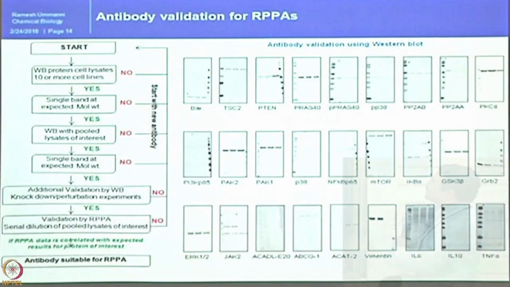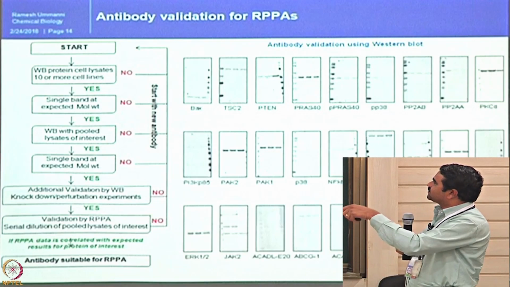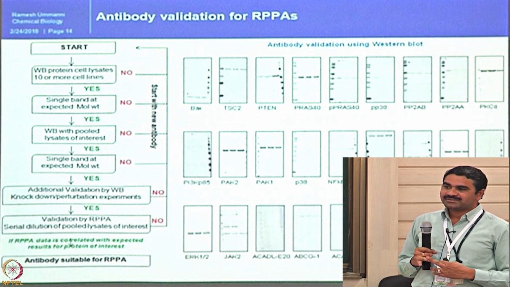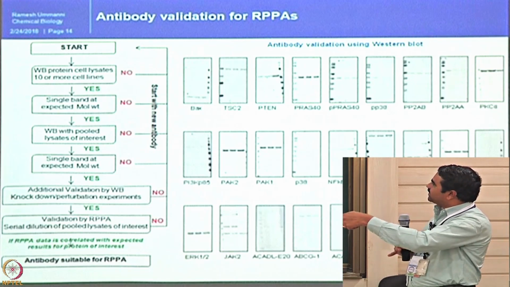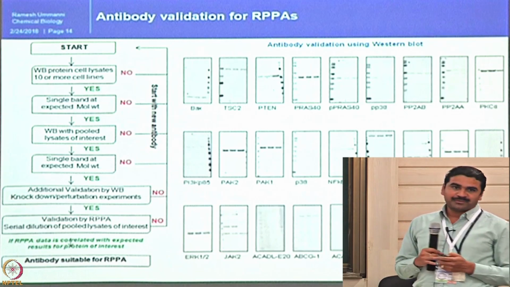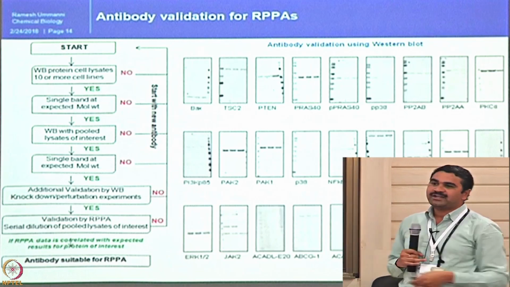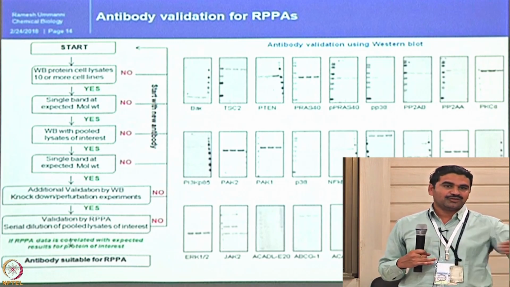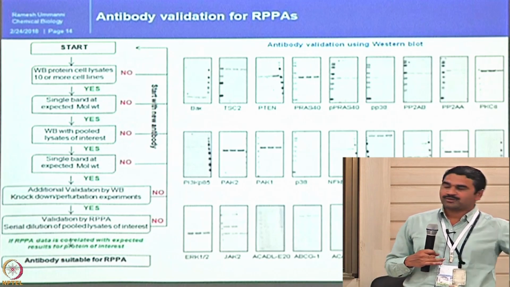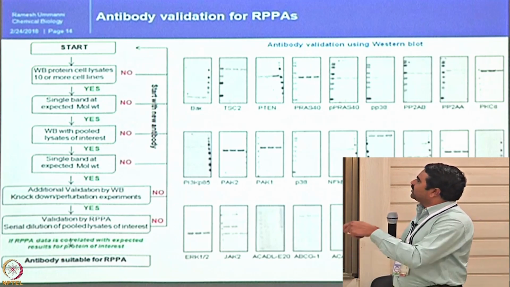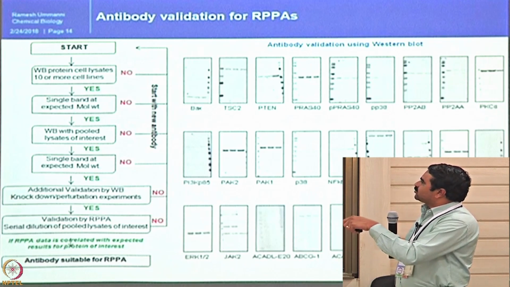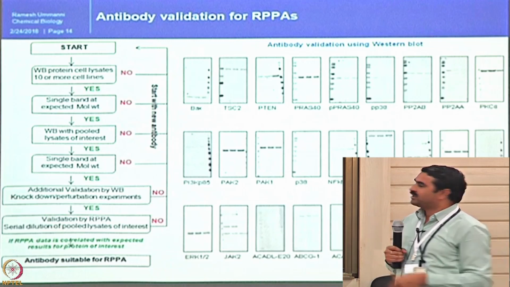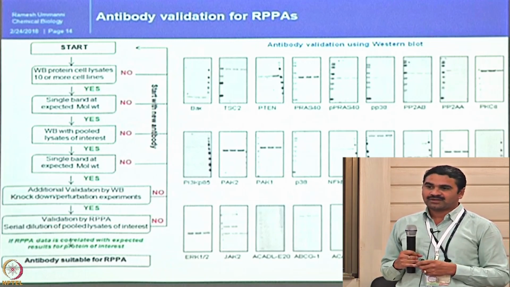If it gives a single band, it will go to the additional validation steps by Western blot using knockdown experiments and stimulation experiments. And if it is yes, then it will go to validation by RPPA. In RPPA, we will validate by serial dilution of the samples, whether the antibody is able to detect the 2-fold, 10-fold or 5-fold dilution properly. If it is yes, and the RPPA data correlates with expected results for the protein of interest, then we declare that it is useful for RPPA.